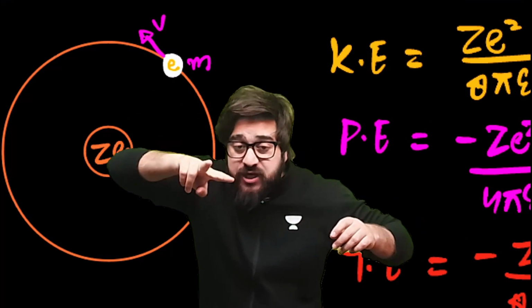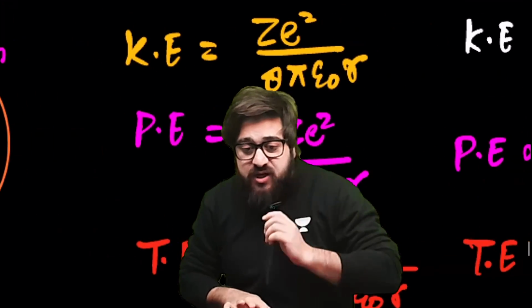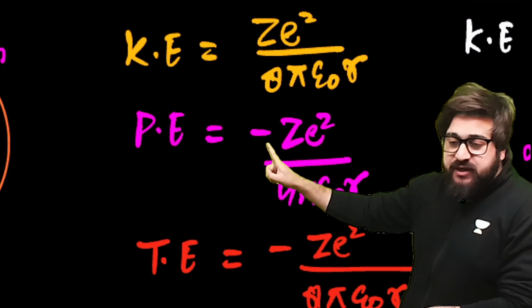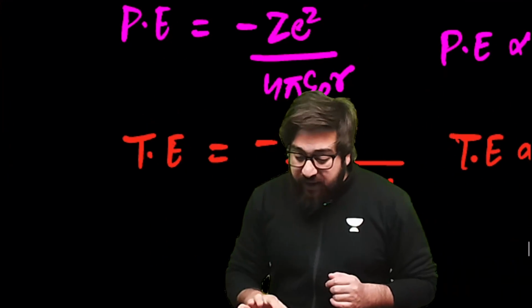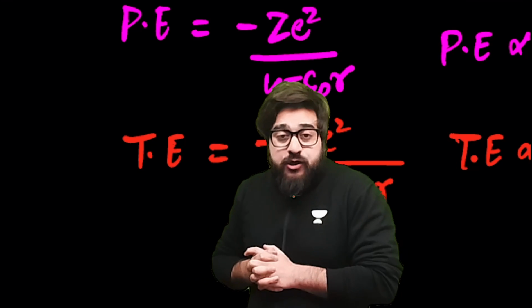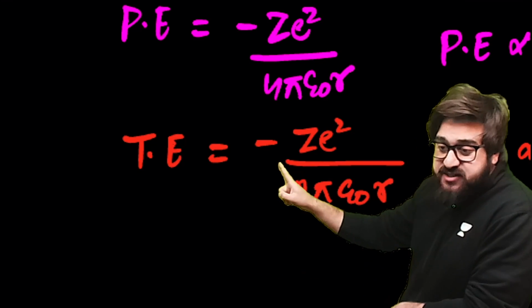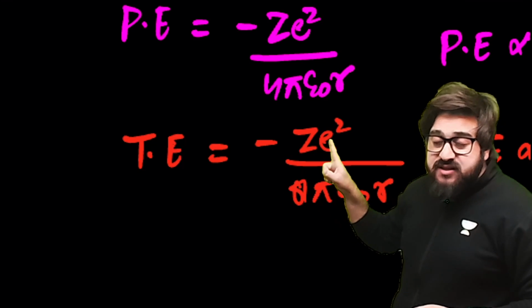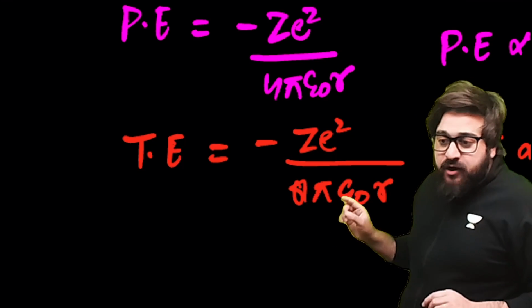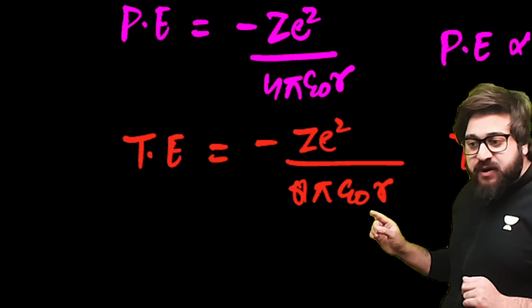Whenever you have two charges separated by some distance, they have potential energy. So we say, my dear friends, their potential energy is minus Ze² upon 4πε₀r. And they will also have total energy. Total energy in this case is minus Ze² upon 8πε₀r. Z is the atomic number, e is the charge on an electron, π is pi, and ε₀ is the permittivity of free space.